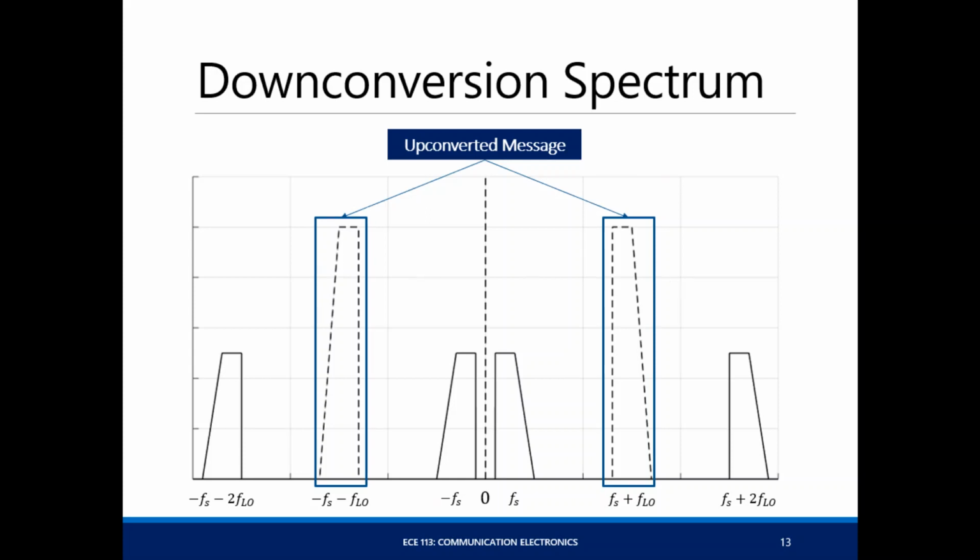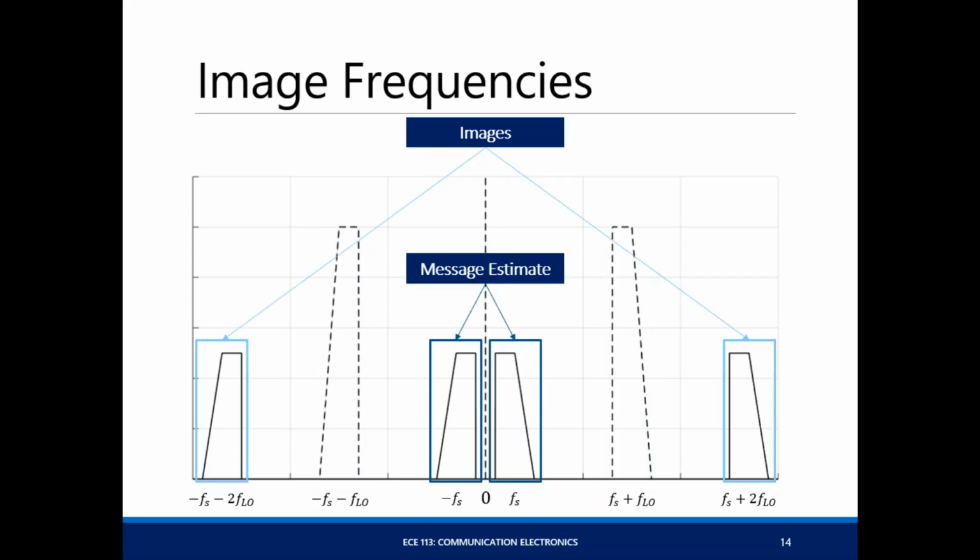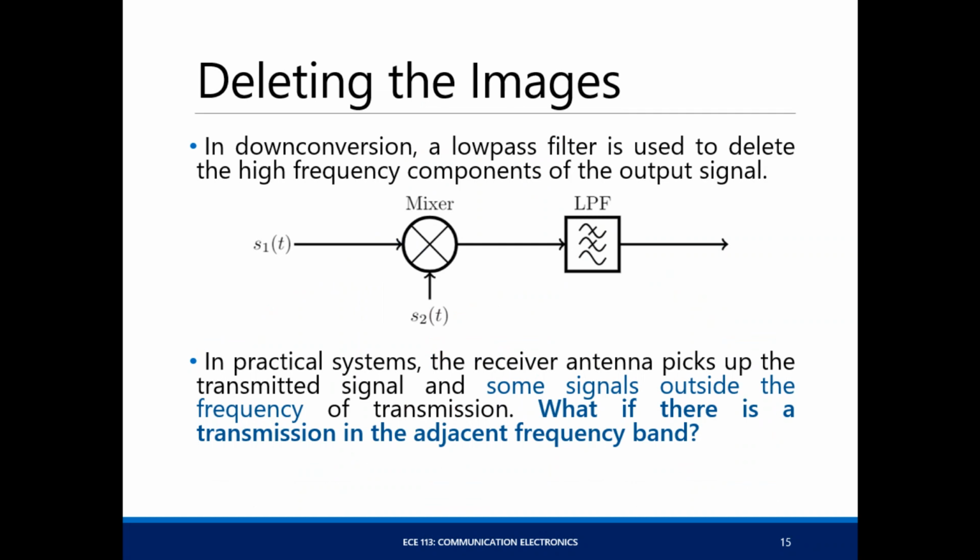What happens is you have some message estimate and your images. And you want to filter out your original signal. Okay? And to delete these images, you just use a low-pass filter.